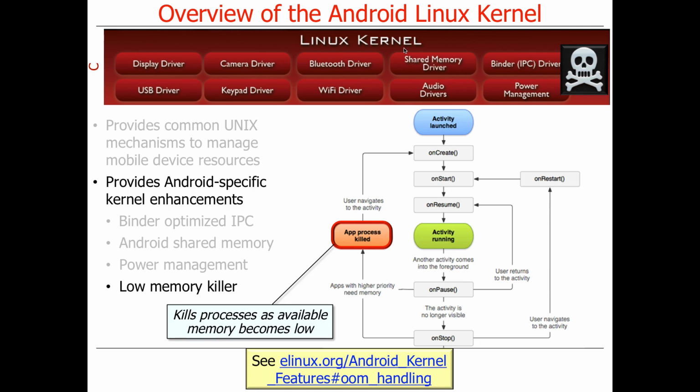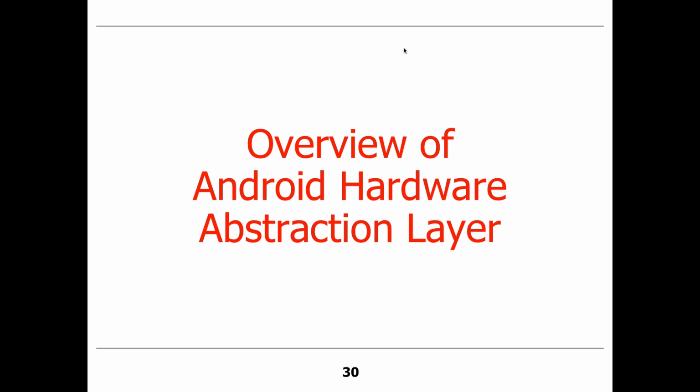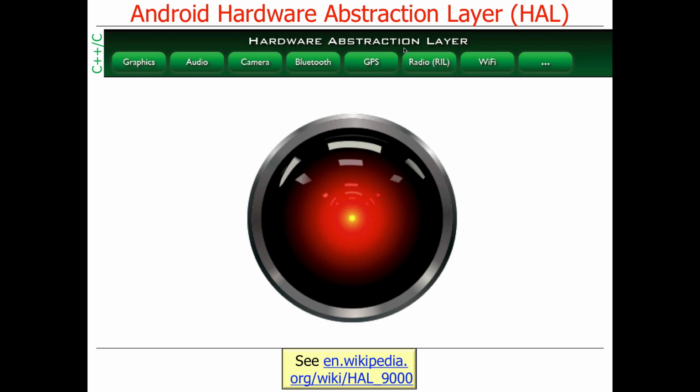All right, so those are some of the kernel level things. Again, you don't have to be an expert on this. You just have to sort of know that there are kernel level things that are important and roughly what they do. The next thing we're going to talk about is the hardware abstraction layer, or the HAL. Does anybody know what this is? That's HAL, right? And HAL 9000.